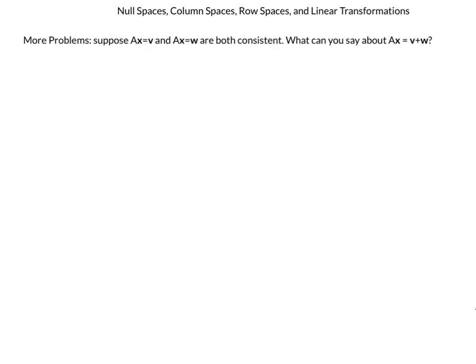Our next question is, suppose that these 2 matrix equations are both consistent. The first one being Ax equals v. So in other words, we can find an x such that Ax is equal to v, and also the vector equation Ax equals w. In other words, we can find an x such that Ax equals w. Both of these have solutions. So what can you say about Ax equals v plus w?